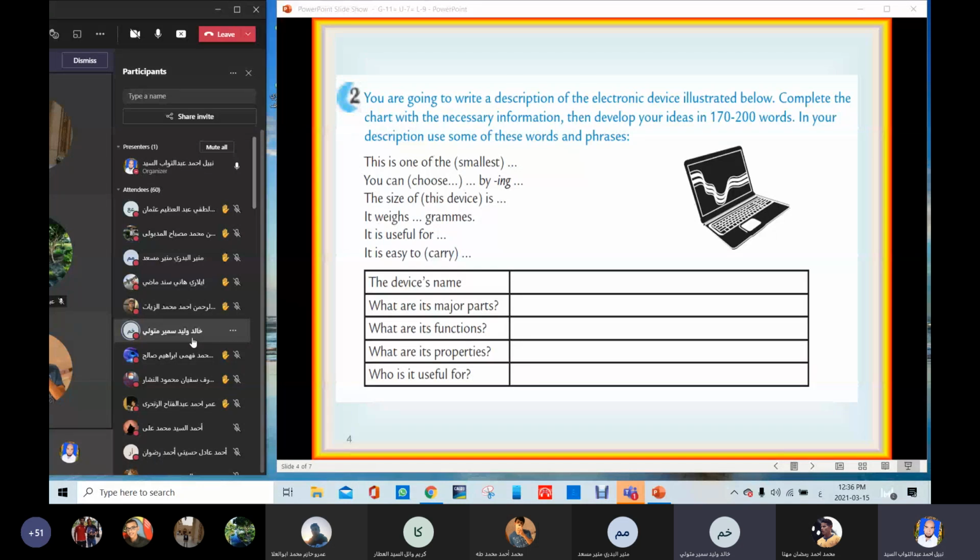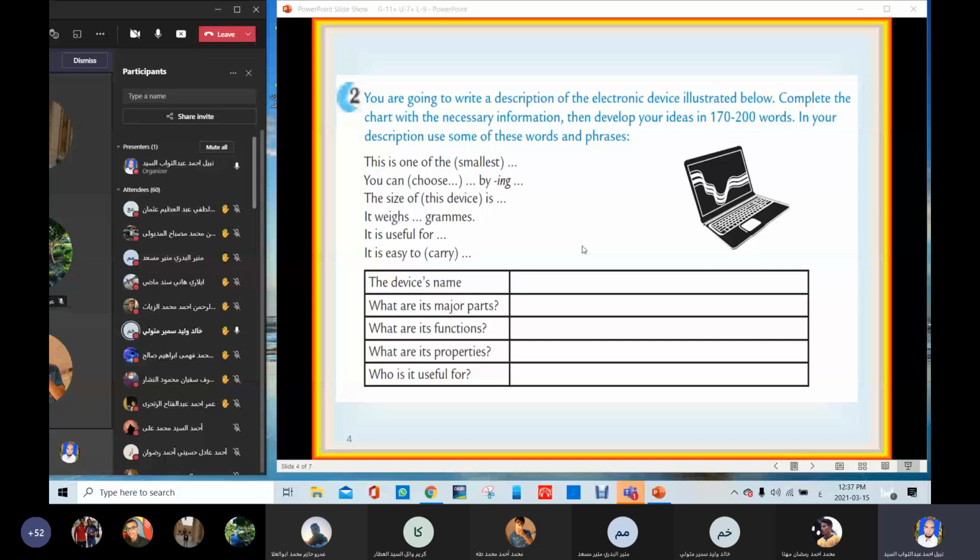What are its functions? For designing, for gaming, for studying. Excellent. What are its properties? The manufacturer is MSI. The weight of the device is like 3 kilograms. Good. The dimensions are 25 by 360 by 250 millimeters. Thank you so much. Excellent, Khalid. Amr Ahmed.